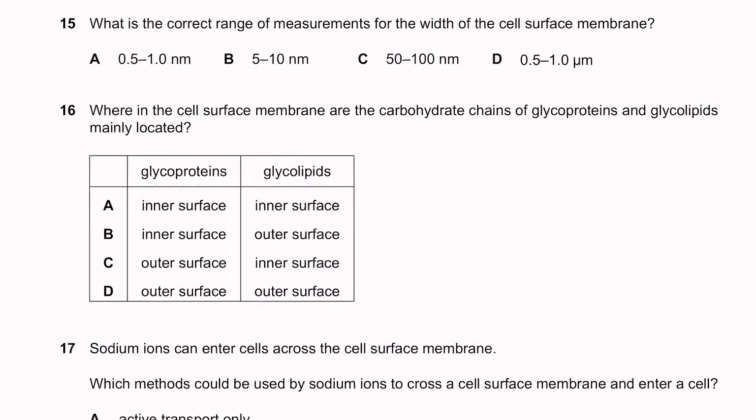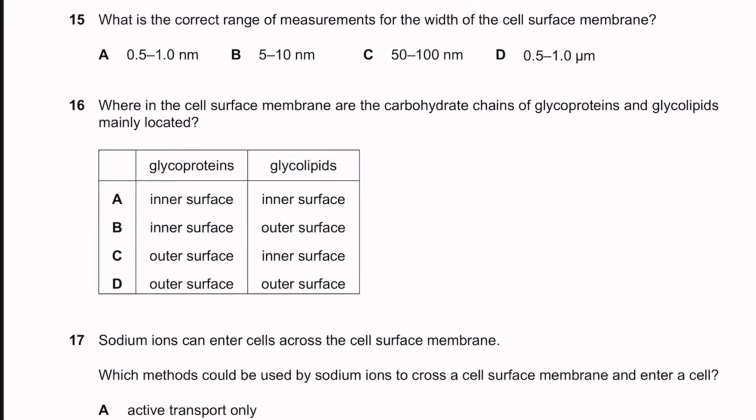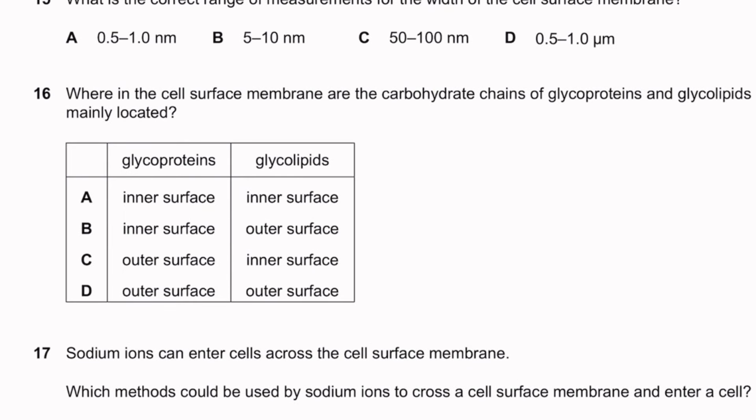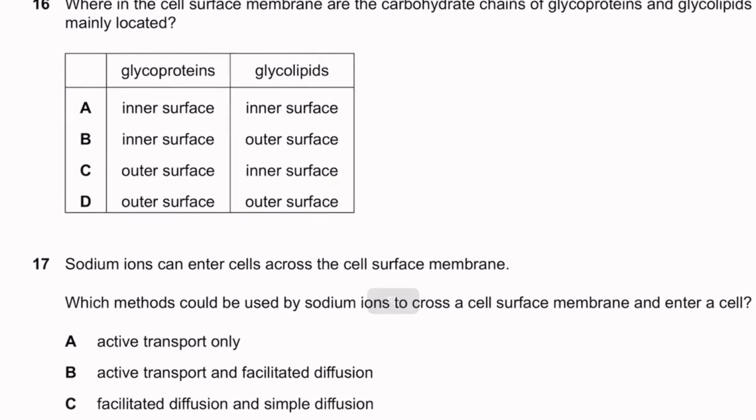Okay, what is the correct range of measurements for the width of the cell surface membrane? The cell surface membrane is stated as 7 nanometers in width, and 5 to 10 nanometers should be your range. So that's B. 16.